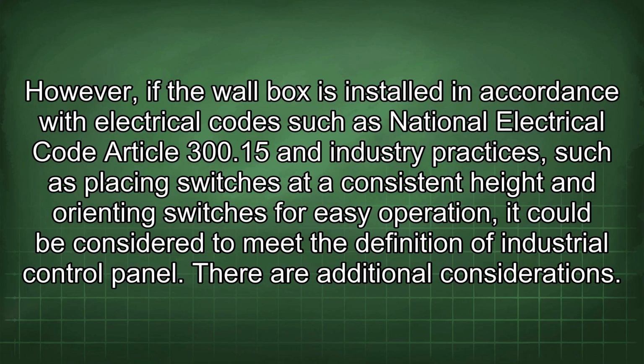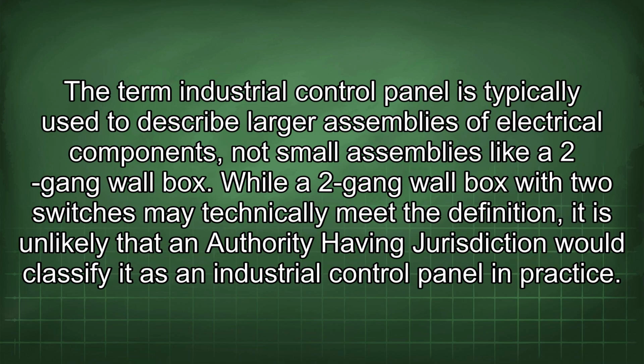There are additional considerations. The term industrial control panel is typically used to describe larger assemblies of electrical components, not small assemblies like a two-gang wall box. While a two-gang wall box with two switches may technically meet the definition, it is unlikely that an authority having jurisdiction would classify it as an industrial control panel in practice.